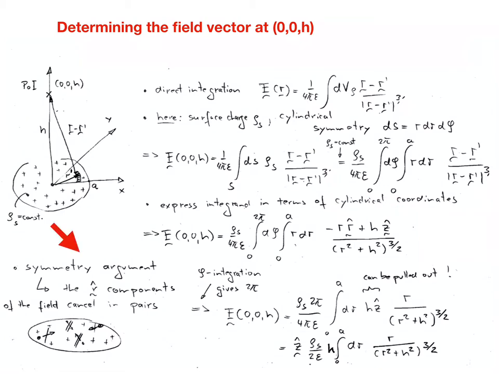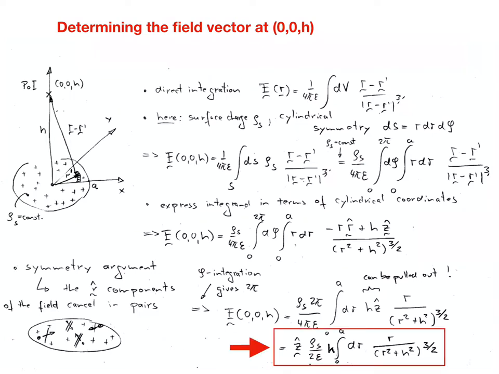The integrand is the sum of two terms, one associated with the r unit vector plus another term associated with the z unit vector. It is possible to remove the first term in this sum using a symmetry argument. For every horizontal contribution to the electric field in r direction, there is an opposing one of equal magnitude. The radial contributions cancel in pairs. Since the integrand does not depend on phi, the phi integration gives 2 pi.